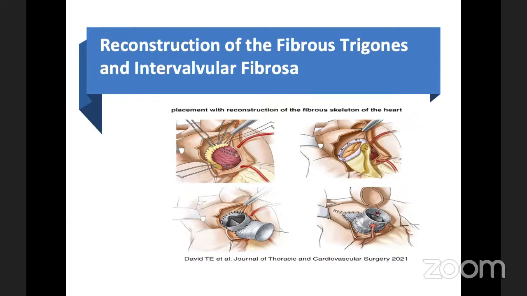Perfect exposure is mandatory for both the aortic and mitral valve. This approach allows debridement of the aortic and mitral valve as well as the fibrous trigone. The prosthetic mitral valve is then sewn to the annulus. The superior portion of the mitral valve annulus is reconstructed with a pericardial patch that can support and replace the intervalvular fibrosa. Again, this patch works like an anchor to the mitral valve annulus.